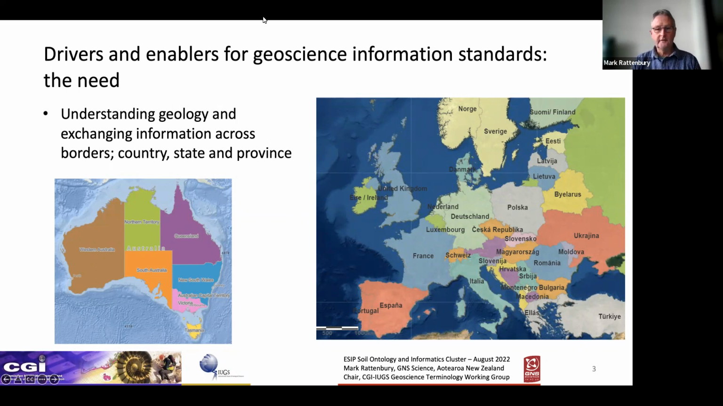And in Europe, you've got the case where you've got a bunch of countries also wanting to federate information. So in this case, under the auspices of the European Union. So these are the political, the financial heft behind making these standards work. Next slide.